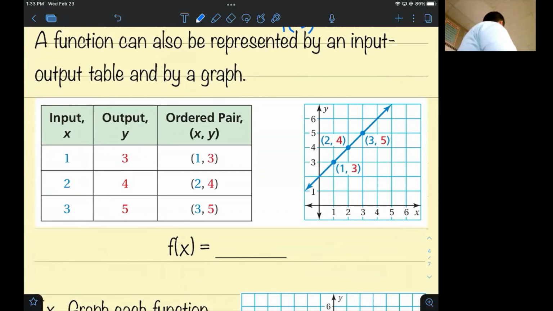So if I wanted to write this in slope-intercept form, can someone tell me, either by looking at the graph or the chart, what the slope of that line is? Owen? 1. Okay, so y equals, but y is going to get replaced with f of x if I'm talking about a function. F of x equals 1x, or just x. And then, Owen, what's the y-intercept? 2.